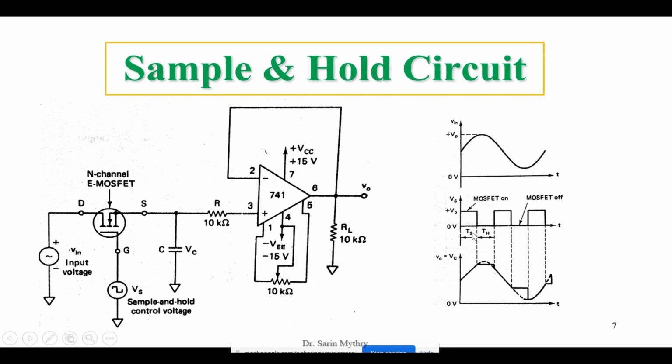The hold operation means what? The sampling happens where the MOSFET is on. Whenever the MOSFET is on, the sampling of this particular capacitor is happening. Whenever the MOSFET is off, whatever the charge is there is reflected at the output. Why is it reflected at the output? Because your circuit is acting as a voltage follower.